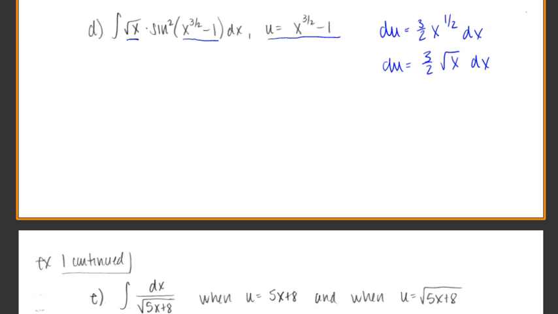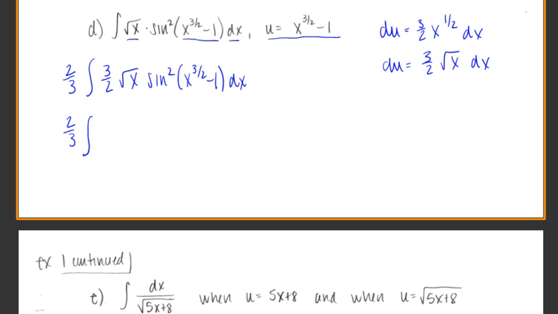So it looks like I've got the square root of x, I've got dx, all I need is 3/2. So if I wrote this problem instead as 3/2 square root of x times sine squared of x to the 3/2 minus 1 dx, obviously since I added a 3/2 to the front, I've got to counterbalance it with a 2/3 out front. Okay, so now I've got 2/3 times the integral. The 3/2 square root of x and dx is all going to be my du, and I just have sine squared u du.